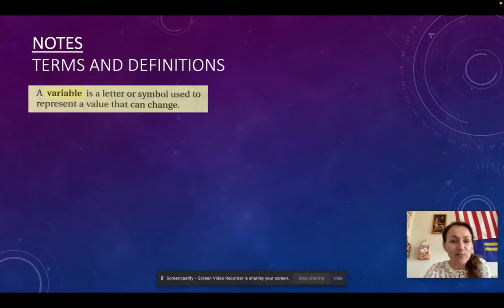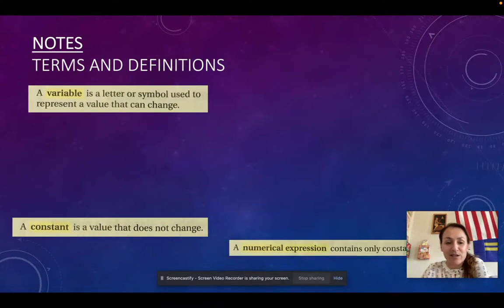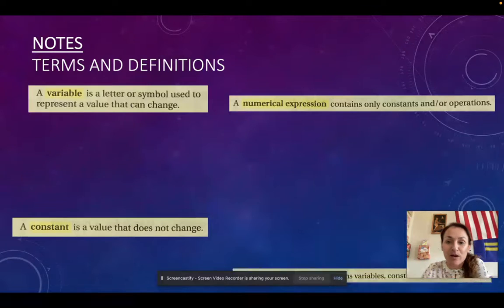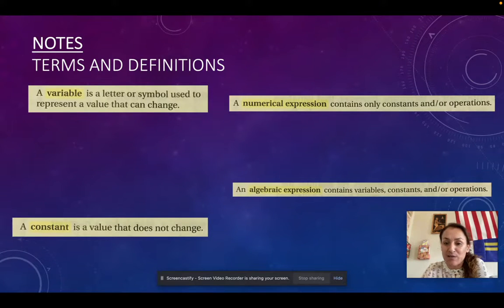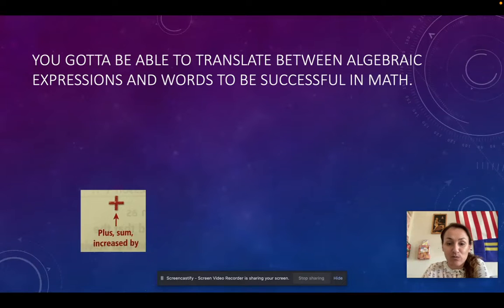You can see a variable is a letter or symbol used to represent a value that you can change. A constant is a value that does not change. A numerical expression contains only constants and/or operations. And then we have an algebraic expression, which has variables, constants, and/or operations. Okay, we're going to want to be able to translate between algebraic expressions and words.